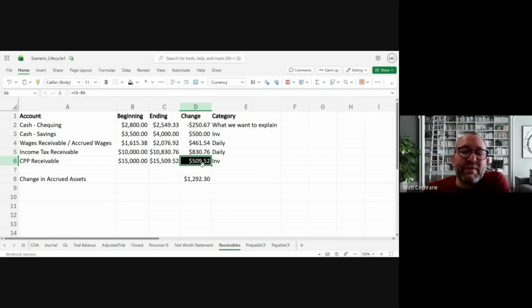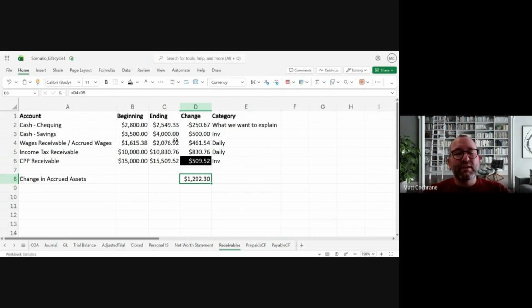We got to be careful because this 509 represents both our contribution, which did involve cash, but also the employer's contribution, which did not include cash, okay? If you don't get that right, then your cash flows are not going to balance at the end. All right, so what we do is we want to calculate the change in our accrued assets, and just the ones for our daily living, so just the wages and the income tax.